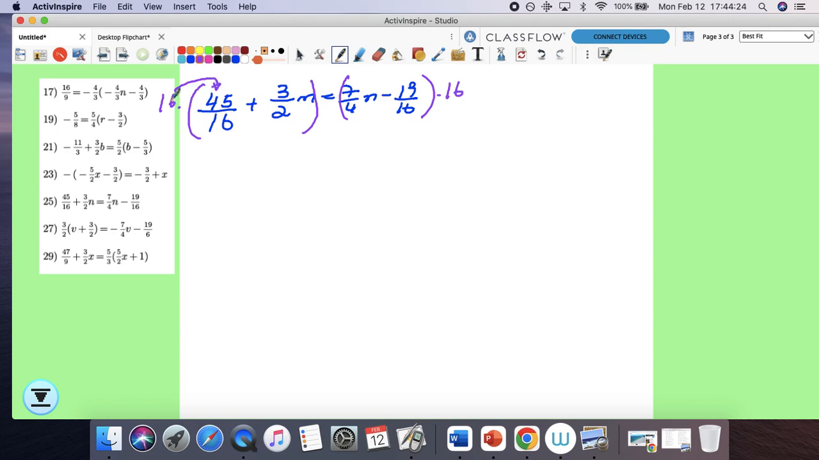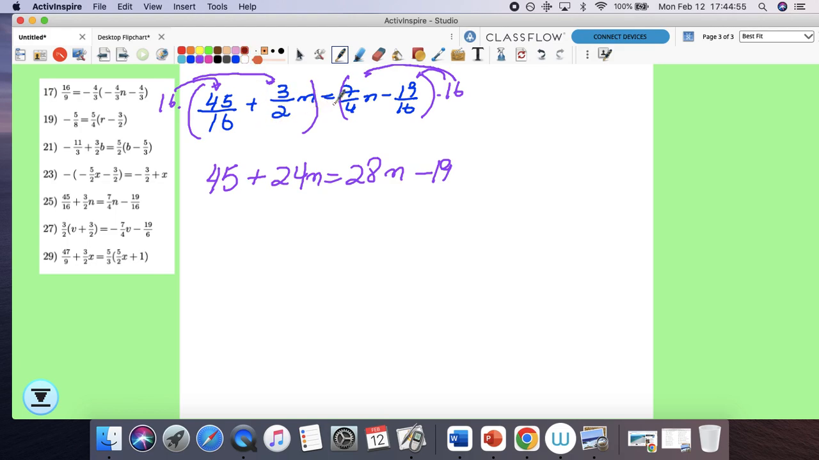You multiply these two, the 16s end up simplifying, and you have 45 left over. 16 times this guy over here, the 16 and 2 become 8, and 8 times 3 is 24n. If you multiply 16 times 7/4, the 16 and 4 simplify to 4. 4 times 7 is 28. And 16, when you multiply these two, the 16 and 16 become 1, and 1 times 19 is 19. There are variables on both sides, right?